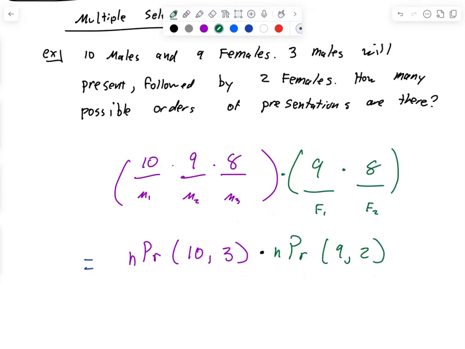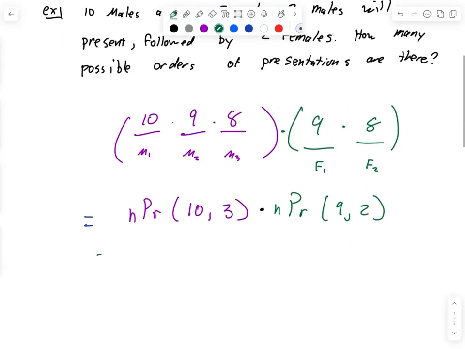Okay. And if I go to my calculator, if I pull up my Desmos and I do this, I get 51,840 possible presentation orders.